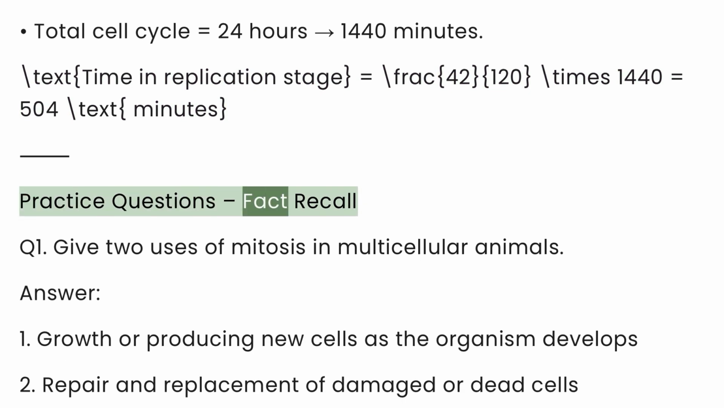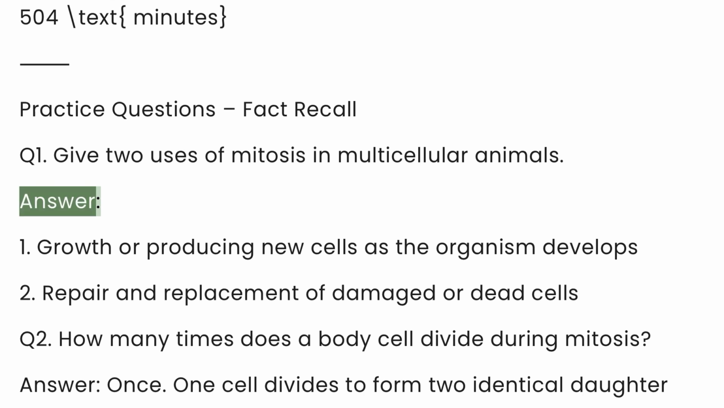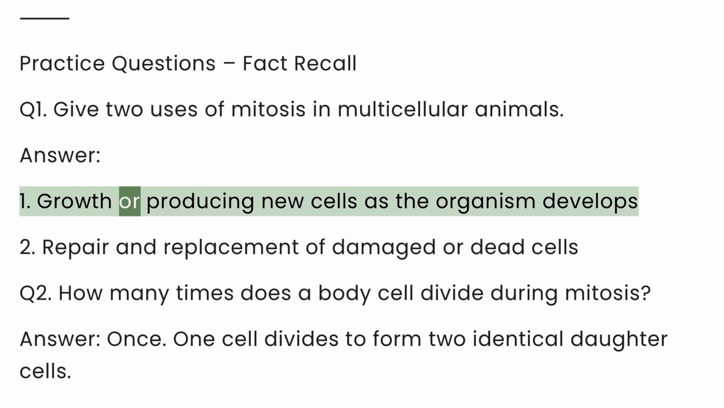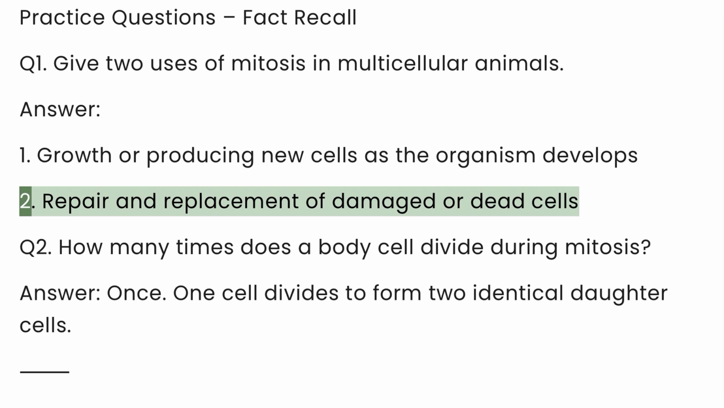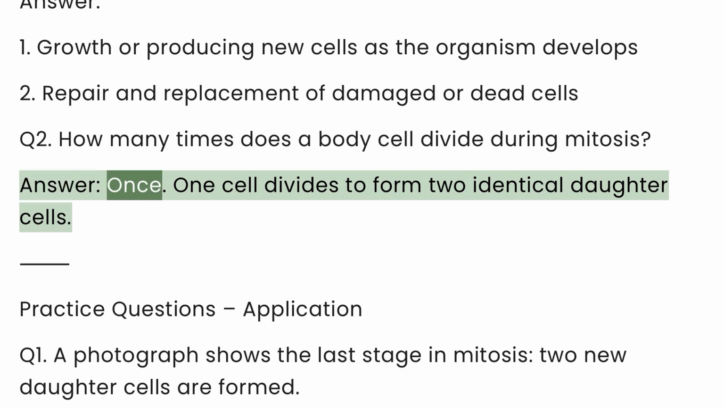Practice questions. Fact recall. Q1. Give two uses of mitosis in multicellular animals. Answer: 1. Growth, or producing new cells as the organism develops. 2. Repair and replacement of damaged or dead cells. Q2. How many times does a body cell divide during mitosis? Answer: Once. One cell divides to form two identical daughter cells.